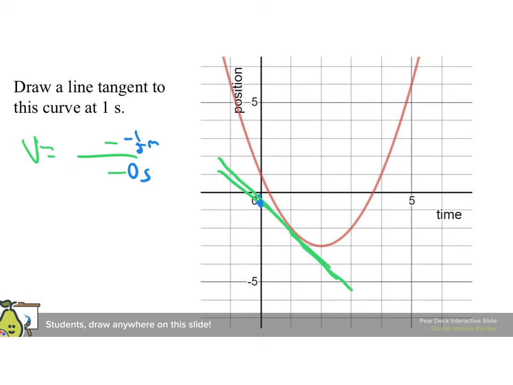And let's go out to about 2 seconds. And it looks like that's at minus 4 meters. So that we get minus 4 meters minus minus 1/2 meter is minus 9/2 meters, minus 4.5 meters. 2 seconds minus 0 seconds is 2 seconds. So our velocity is minus 9/4 meters per second, which seems reasonable.